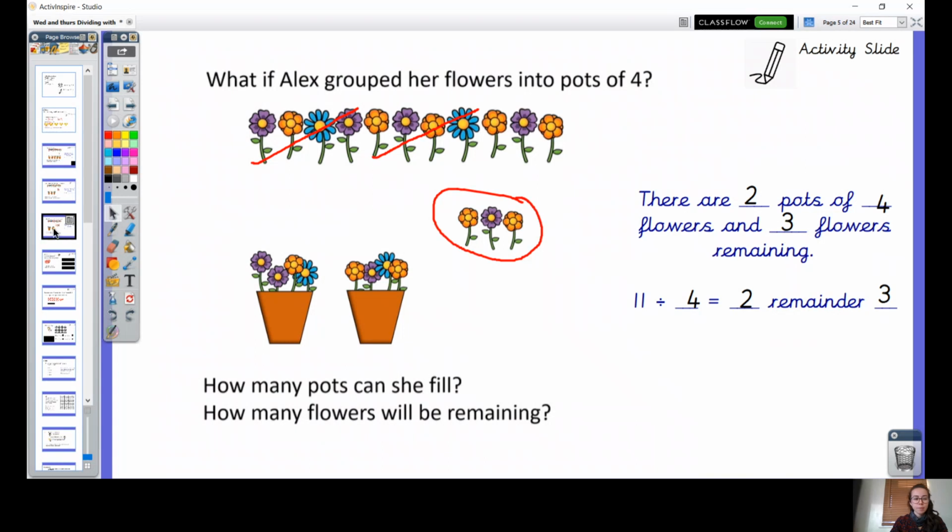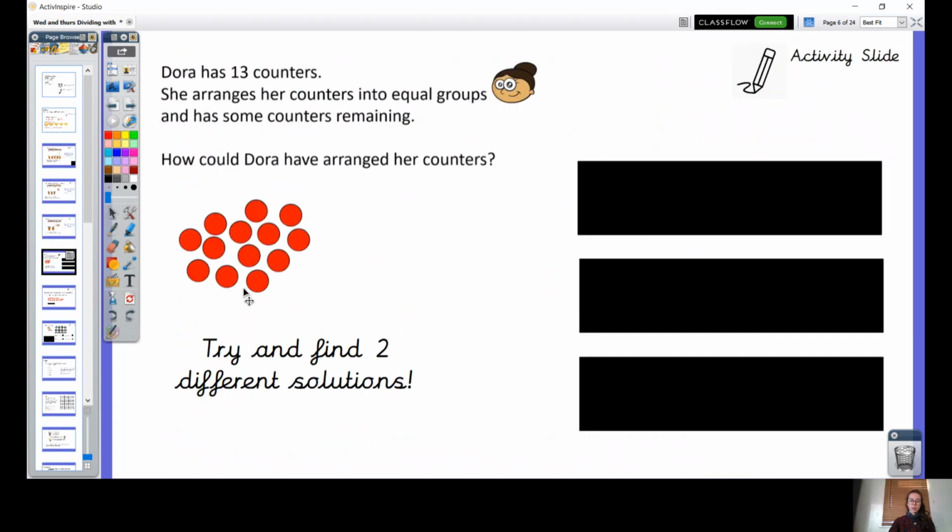Okay, brilliant. Let's have a look at another question. It's another activity slide actually, this one, because you've got your objects. It's really easy to work with your objects. So Dora has 13 counters. She arranges her counters into equal groups and has some counters remaining. How could Dora have arranged her counters?